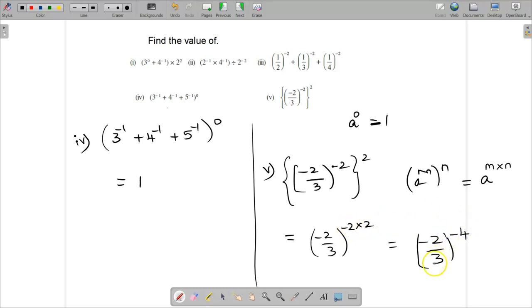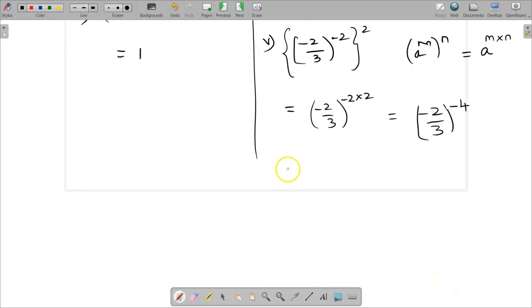So here the base is minus 2 by 3 and the power is minus 4. So a negative power is there. What will you do? Just convert the power into a positive power. So bring this term to the denominator. So we can rewrite this term as 1 by minus 2 by 3 the whole power 4.